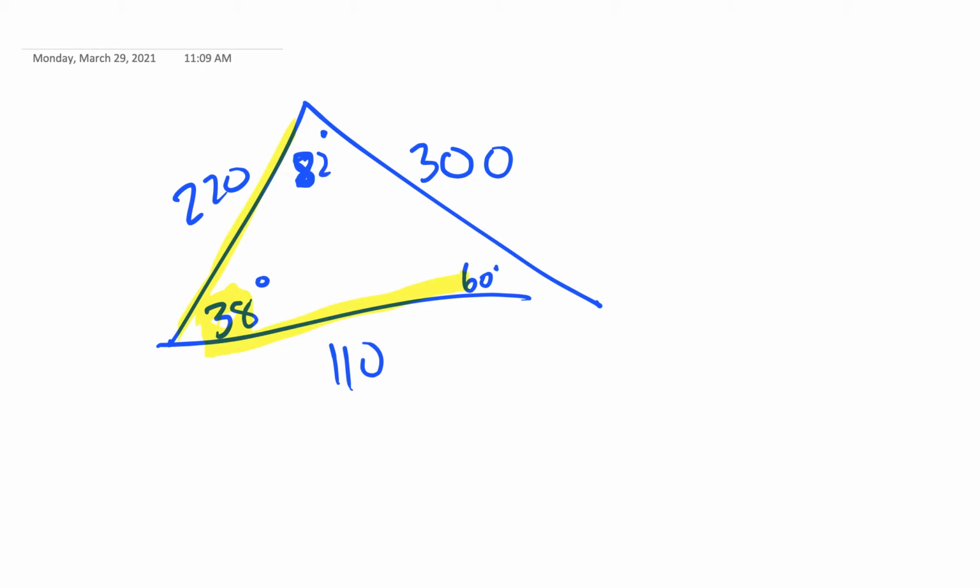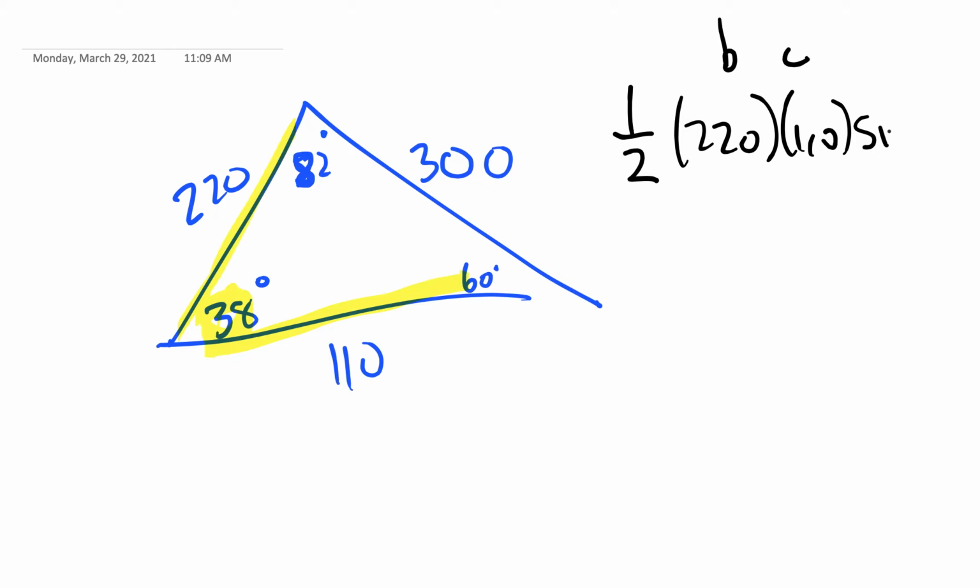So what we had said was we're going to use the sine of the angle, sine of 38, and we're going to use the two sides, the 220 as well as the 110. So I'm going to put 1/2, the two sides, 220 times 110, that would be like the B and the C, and then I need to put the sine of 38 degrees. So when I break that down, I'm going to use the calculator to find my sine value.